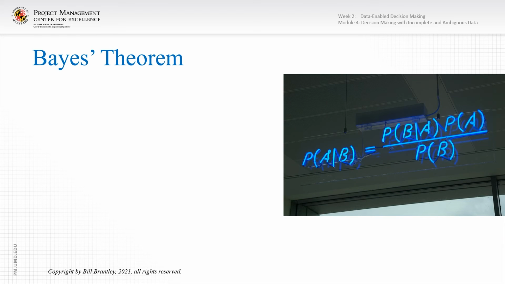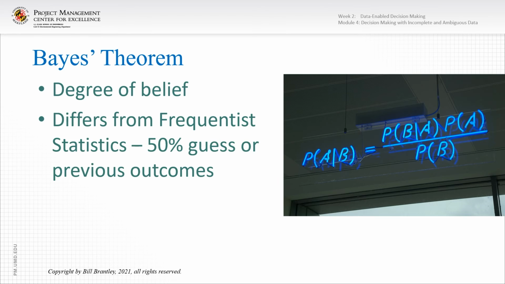What makes Bayesian statistics so powerful is Bayes' theorem. The idea behind Bayes' theorem is that you can use degrees of belief. If you're confronting a situation and you're not sure what the probability is, you can just assign a probability, maybe a 50% guess, or one based on previous outcomes. And as we get more information, we can feed that back into the formula and further refine the probability that something is going to happen.